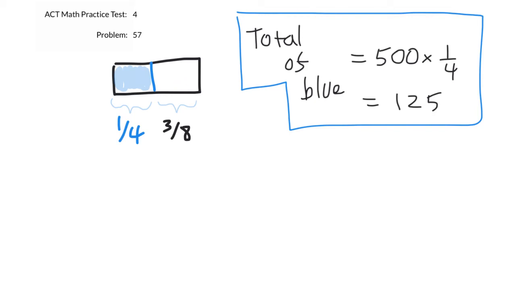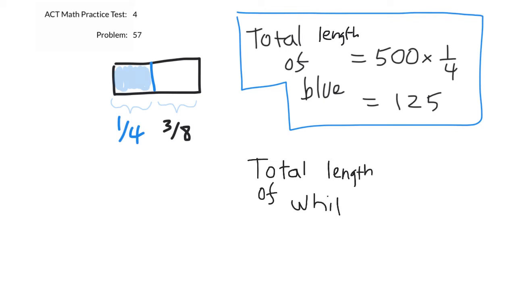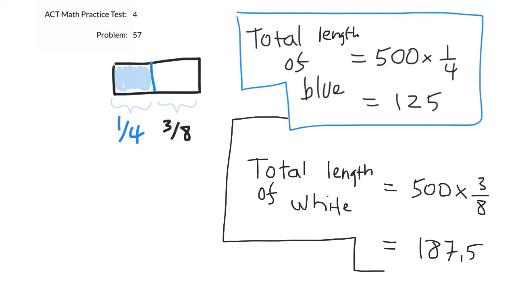500 times 3/8. So we could say the total length, I'll use the word length here. We should probably make that clear. Total length of the white, that would be 500 times 3/8. And that turns out to be 187.5. So that's that one.